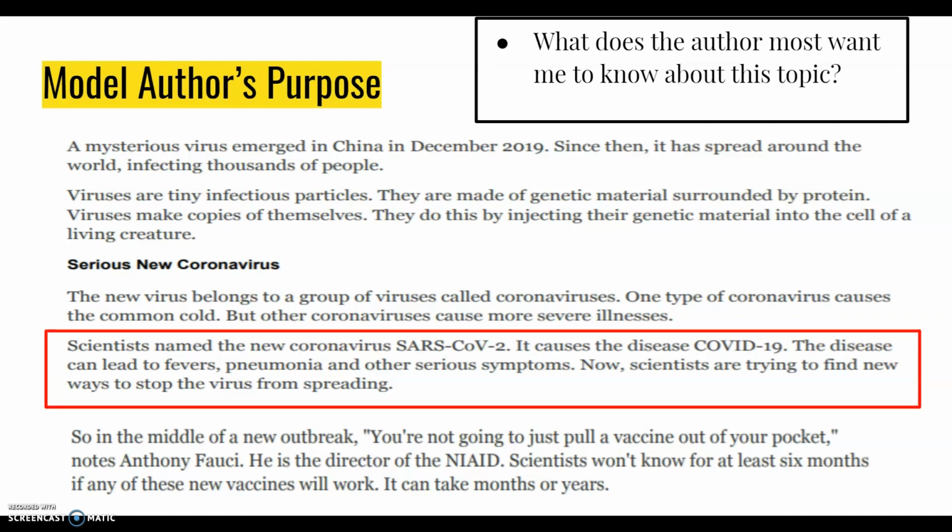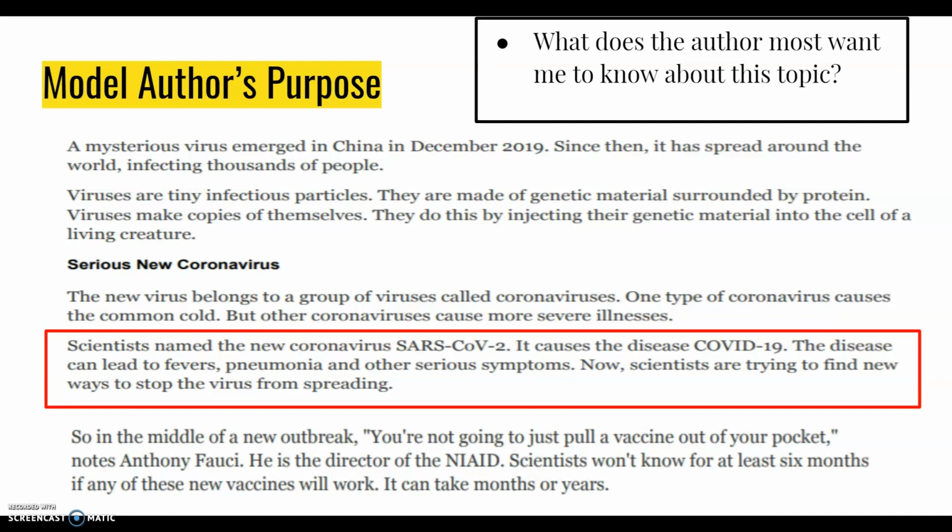A mysterious virus emerged in China in December 2019. Since then, it has spread around the world, infecting thousands of people. Viruses are tiny, infectious particles. They are made of genetic material surrounded by protein. Viruses make copies of themselves. They do this by injecting their genetic material into the cell of a living creature. I'm going to keep reading because I'm not sure that reveals what the author most wants me to know.